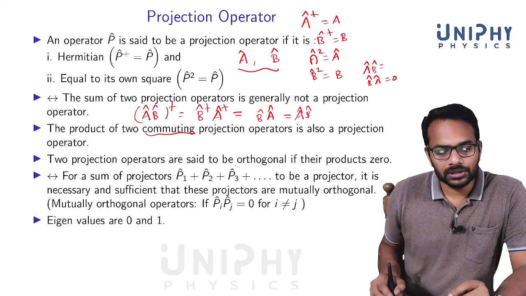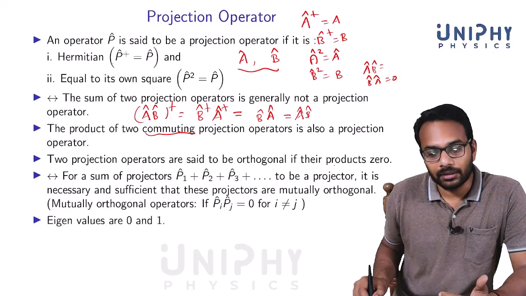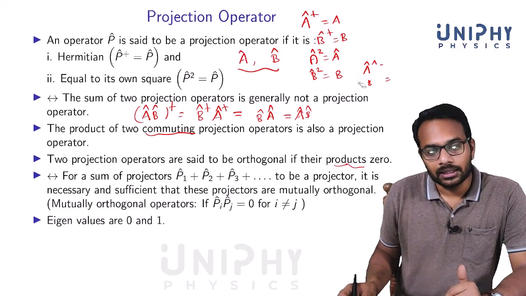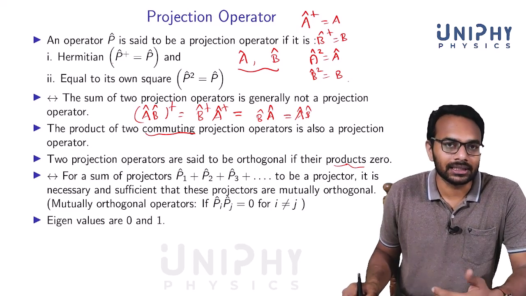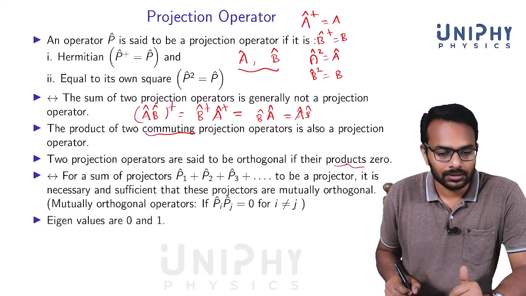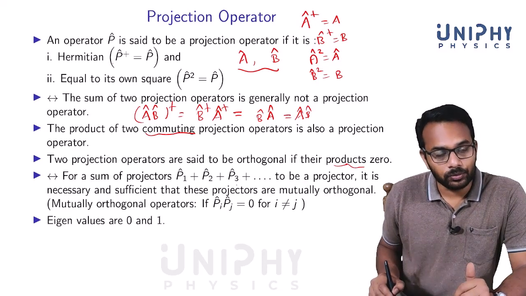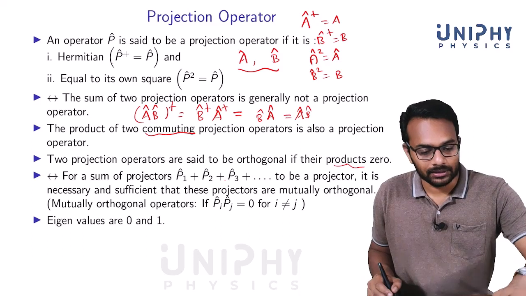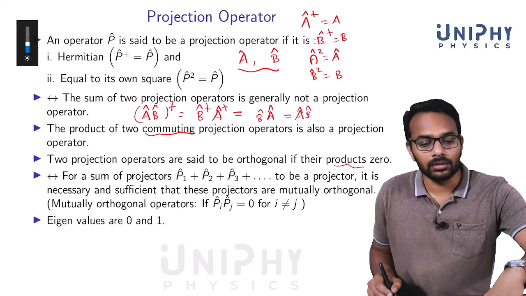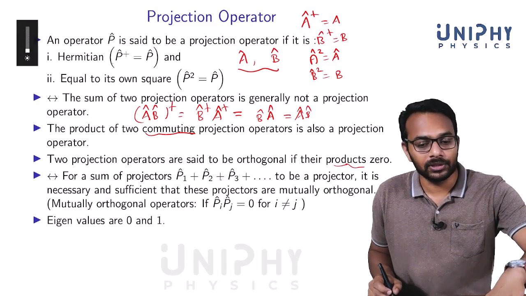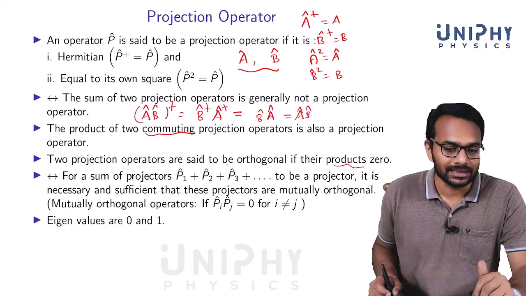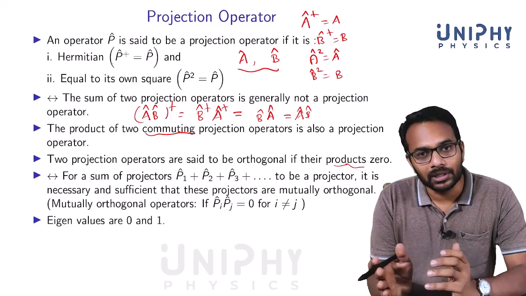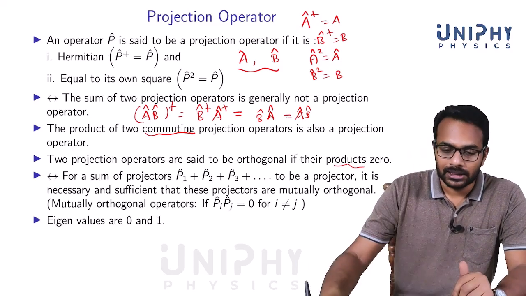Two projection operators are said to be orthogonal if their product is 0. Just as I said here, if their products are 0, then we can say that the projection operators are orthogonal. Now, if P1, P2, P3 are all projection operators, then P1 plus P2 plus P3, or any such combination, is also a projection operator if they are mutually orthogonal, which means P1P2, P2P3 and so on are all equal to 0.